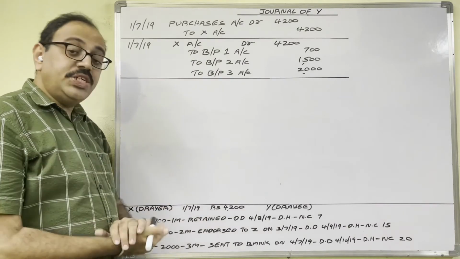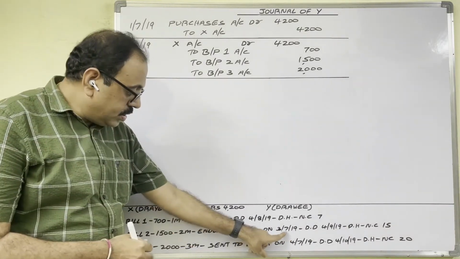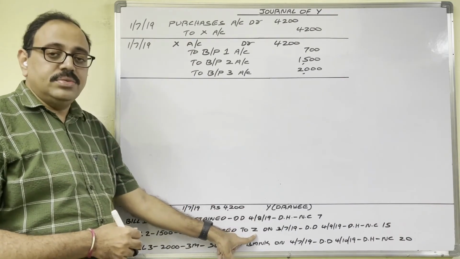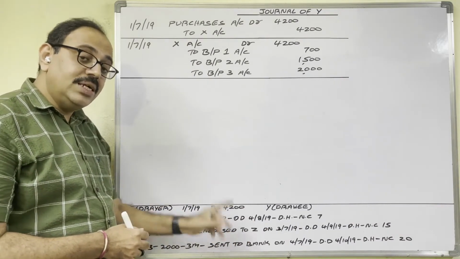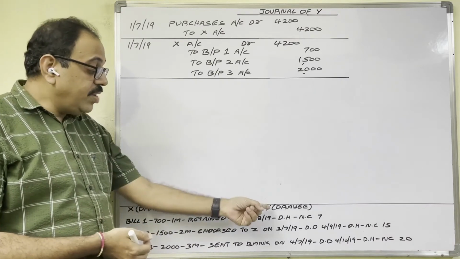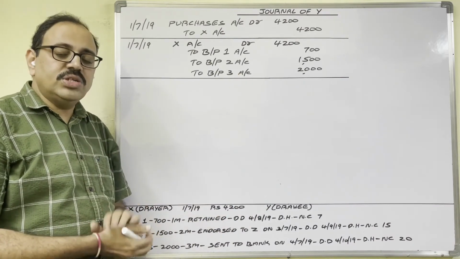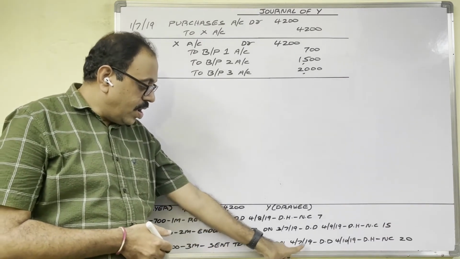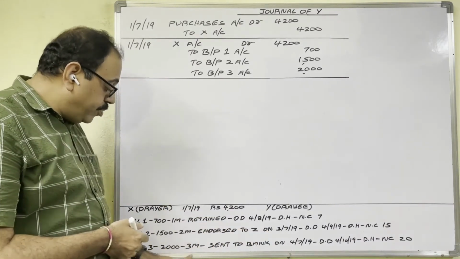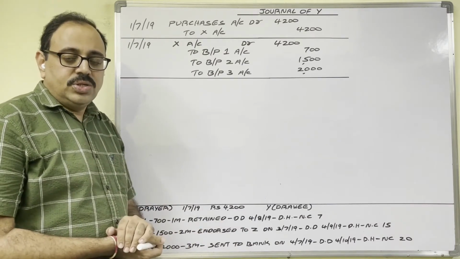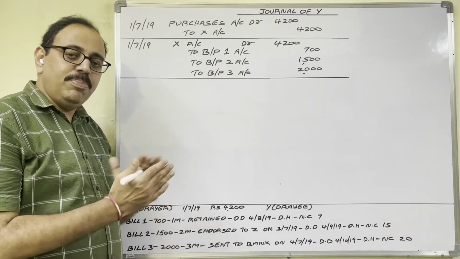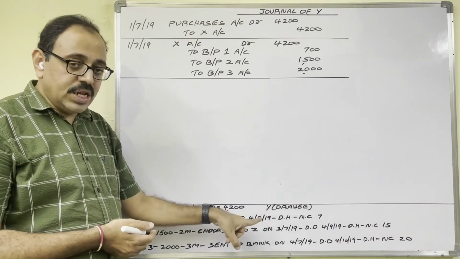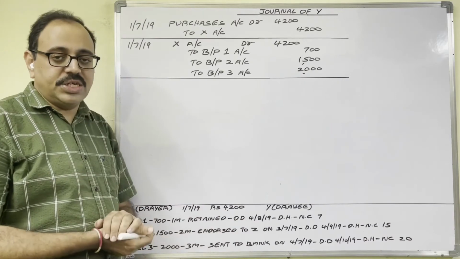See the question. Next what happened? On 3rd July 19, X endorsed the bill to Z. So transaction is between X and Z. For that, in Y books we need not write the entry because Y is not affected. Next date, 4th July. On that date, X sent a bill to bank for collection. So this is also between X and bank. Y is not affected. So Y need not write the journal entry for sending the bill to bank for collection.